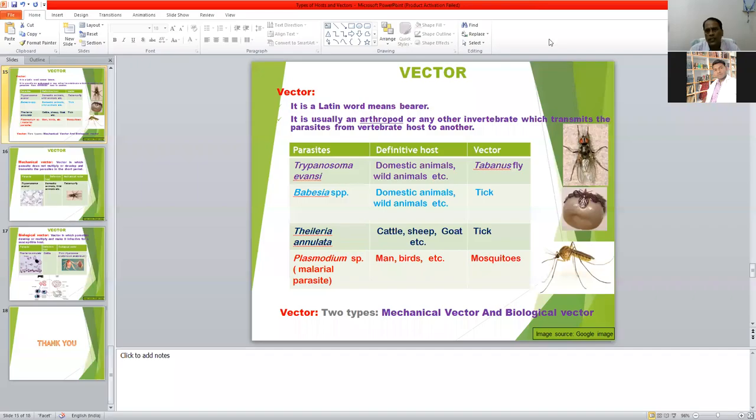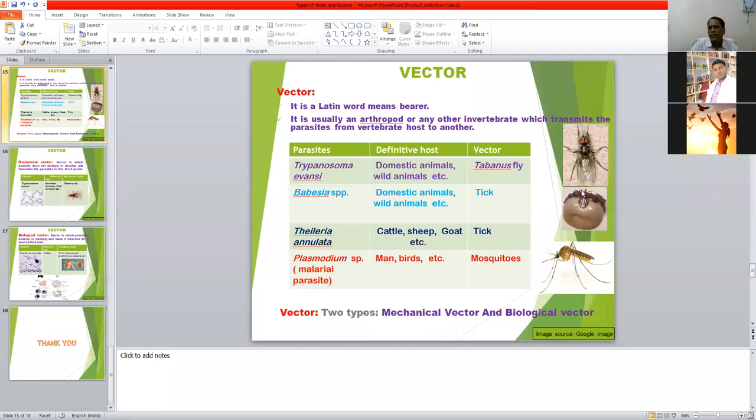Vector means bearer. It is derived from a Latin word meaning bearer. A vector is usually an arthropod, maybe a tick, fly, louse, flea, bug, or any other arthropod which transmits the disease from one vertebrate host to another vertebrate host. That is called a vector.